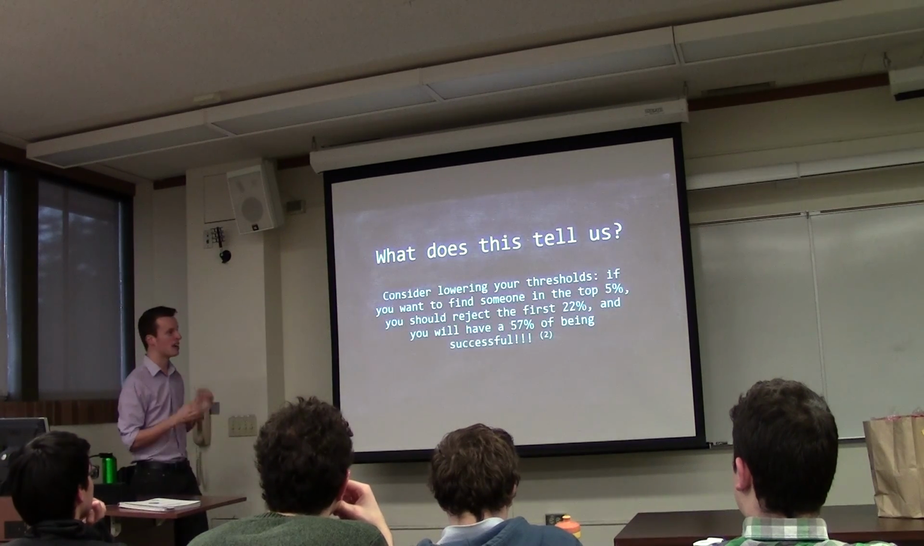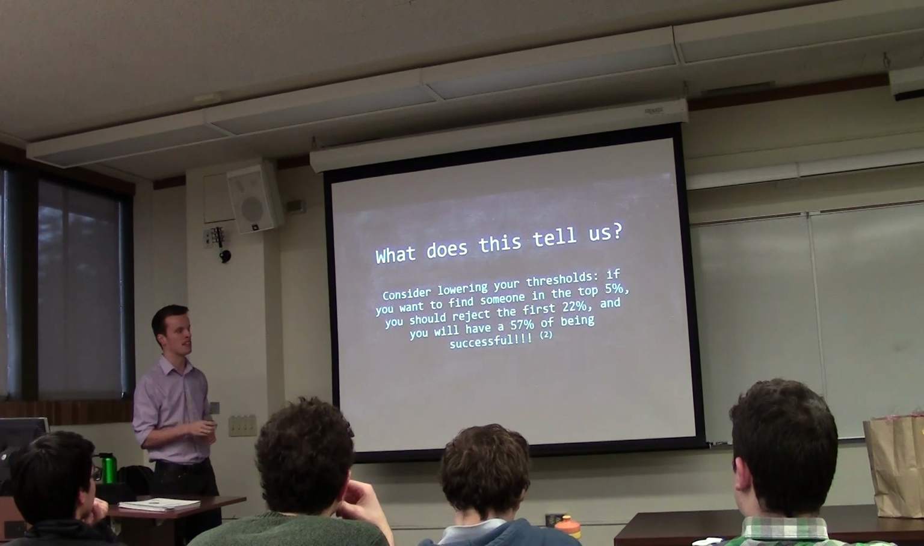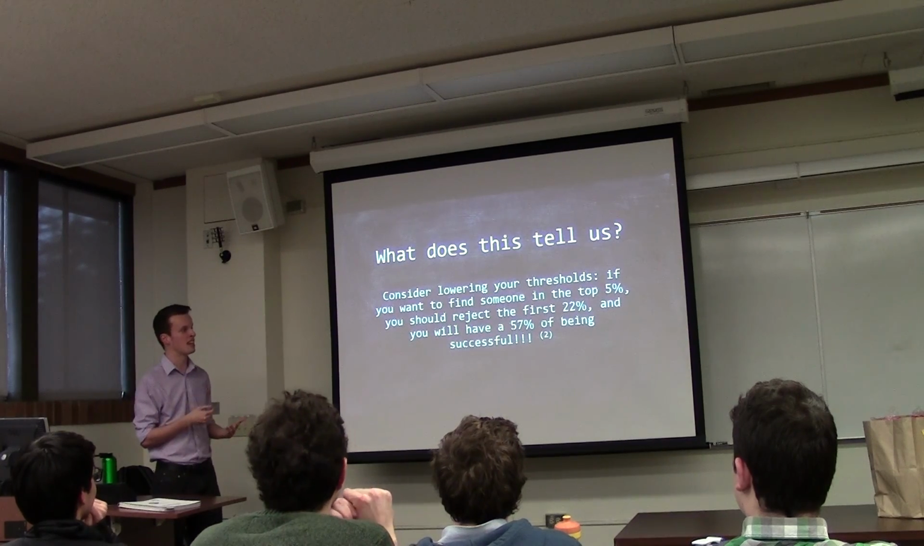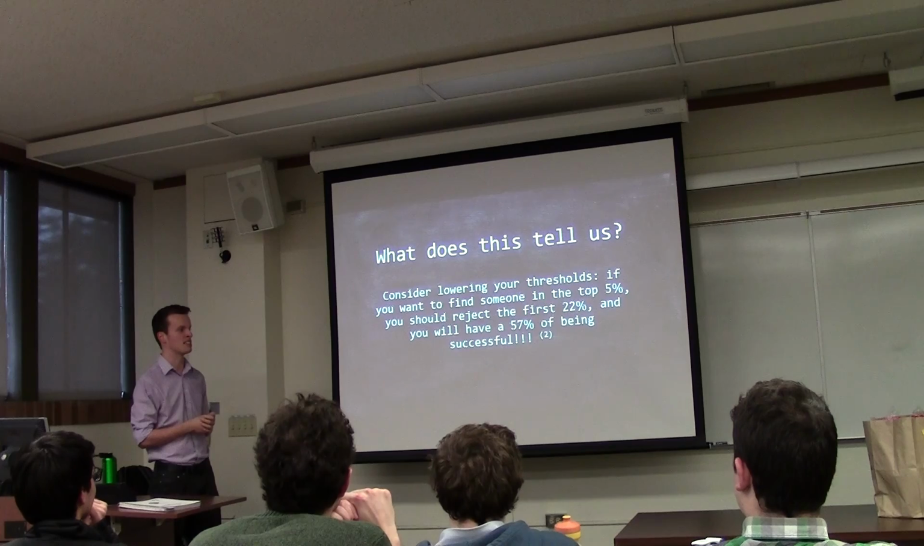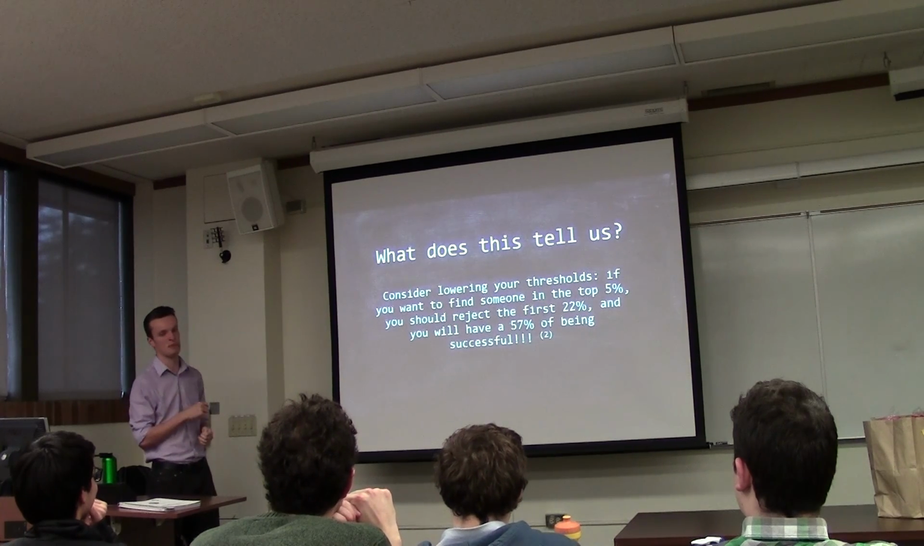In fact, we're not going to go through the math, but it's pretty interesting that if you lower your threshold to even just 5%, so if you want to find someone in the top 5% of your potential matches, you should ideally reject the first 22%. You'll actually have a 57% chance of finding someone in that top 5%. Again, that was compared to 36.8% earlier, so that was only about a third. Now we're over half.